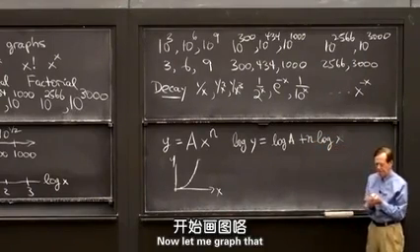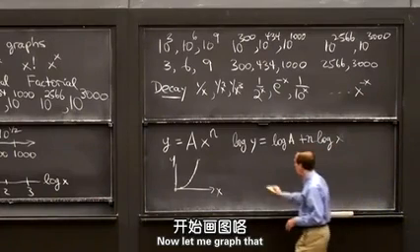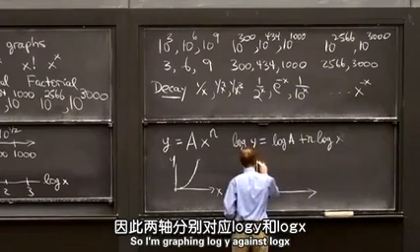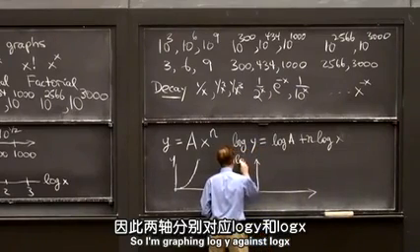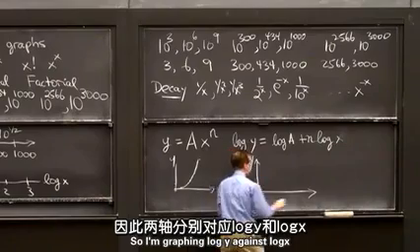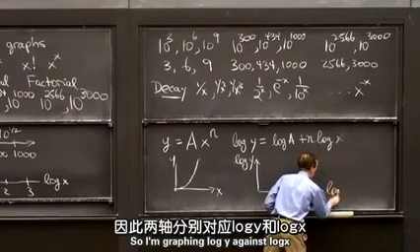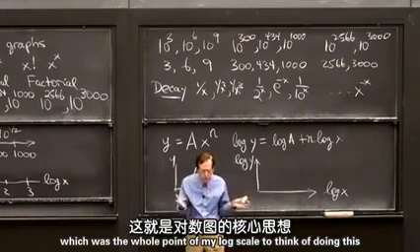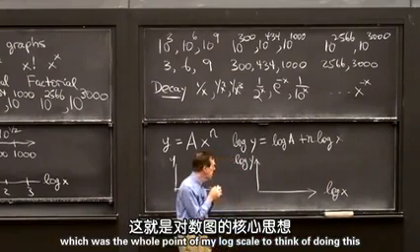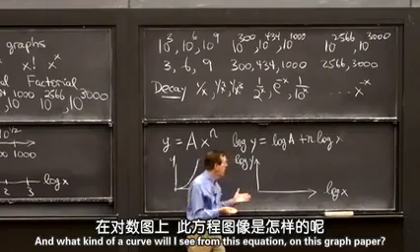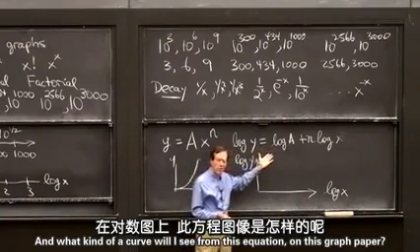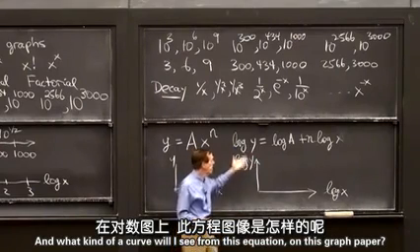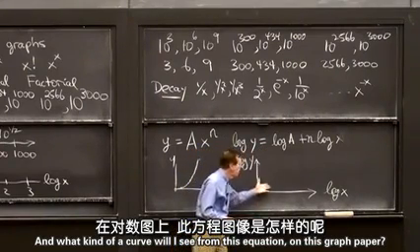Now let me graph that in a log picture. So I'm graphing log y against log x, which was the whole point of my log scale. And what kind of curve will I see from this equation on this graph paper?